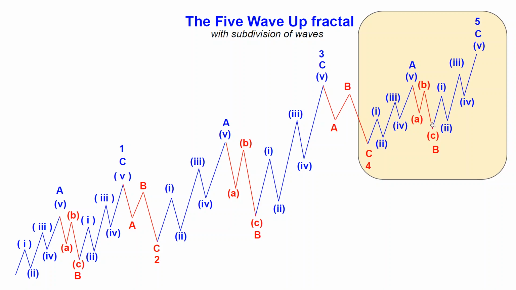And as you can see, the first very important consideration you should bear in mind is that B down shall never penetrate, shall never violate the low made by wave 4 down. So this is the low made in December 2018. We may be confident that most likely we will not breach that low. So we are talking about an ABC down, which is supposed to make a higher low.